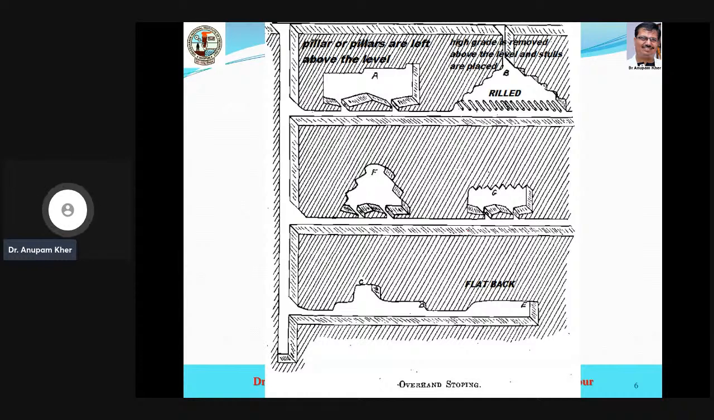Okay, so overhand, as you can see in all the cases, this is the reference level here, this is the reference level here. If you can see the thickness of this orebody, the entire orebody is from here to here. Okay, and this is the lateral extent of the orebody. Okay, this is the lateral extent.